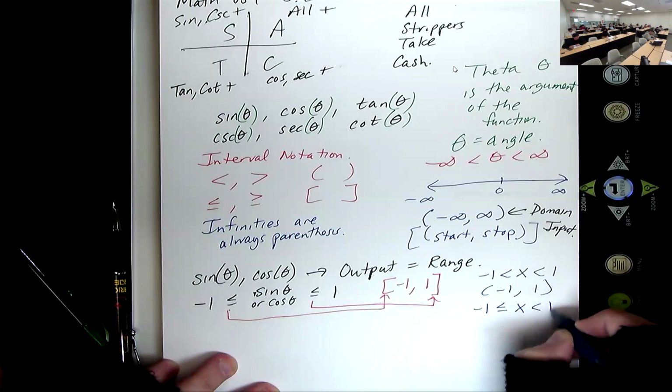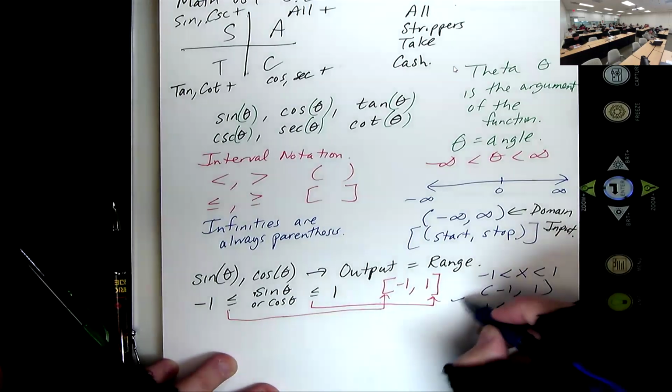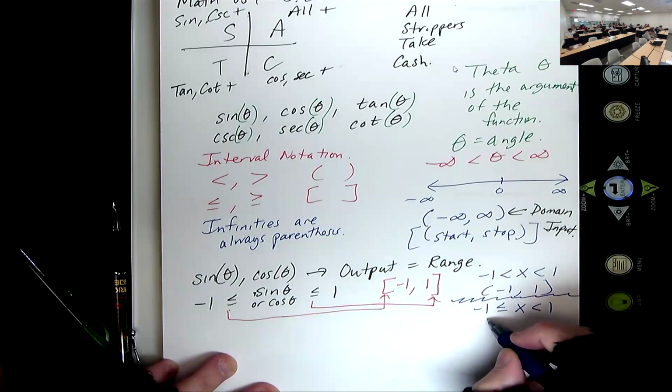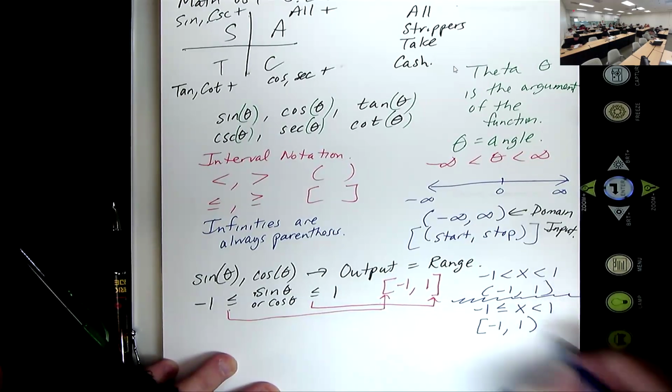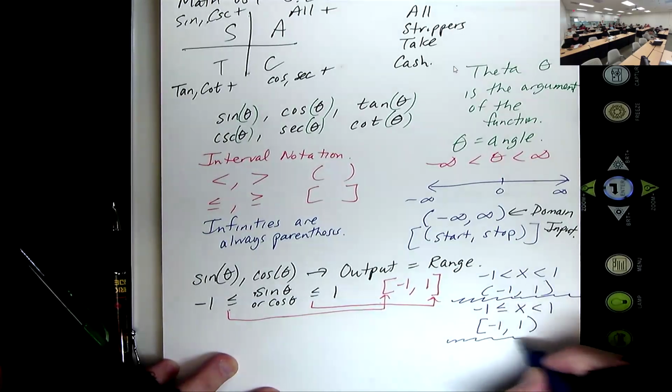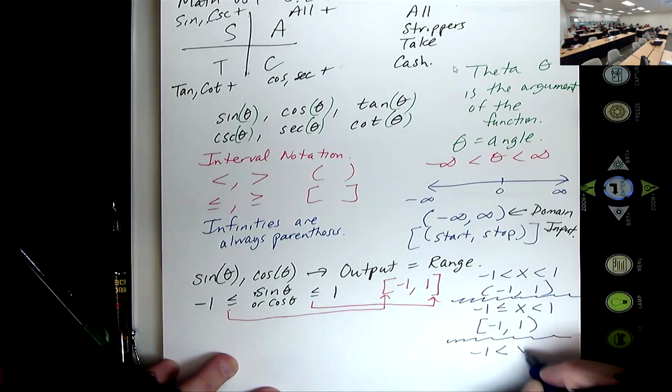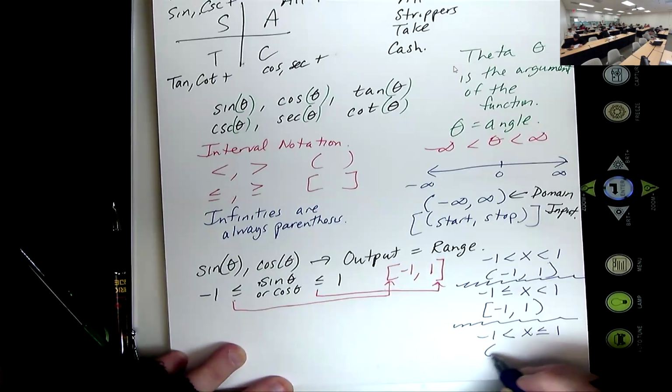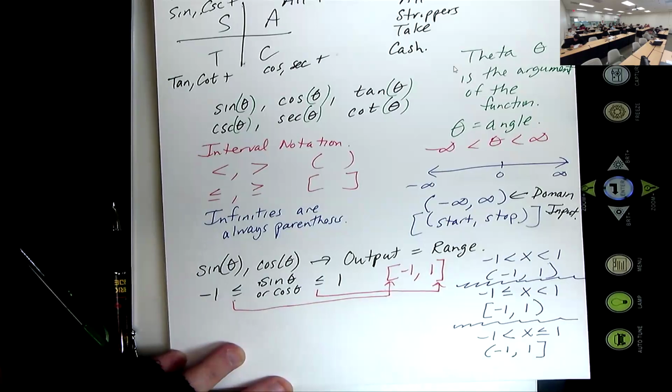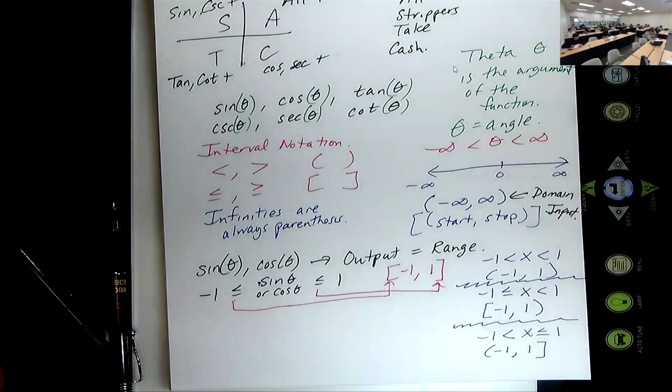If we had it like that, maybe I'll put a little squiggly line between it. This would be a bracket for the -1, but a parentheses for the +1. And if we had it the other way, we would have a parentheses for the -1 and a bracket for the positive. Those are the four variations you can have for interval notation, so you can see how they match up. It's basically: do we have an equal portion to our less than or greater than symbol? If so, we use a bracket, otherwise we use parentheses.